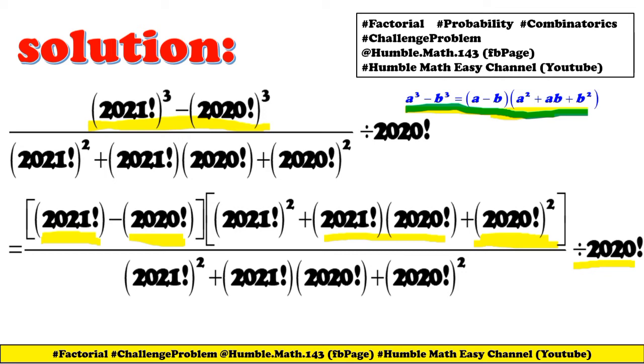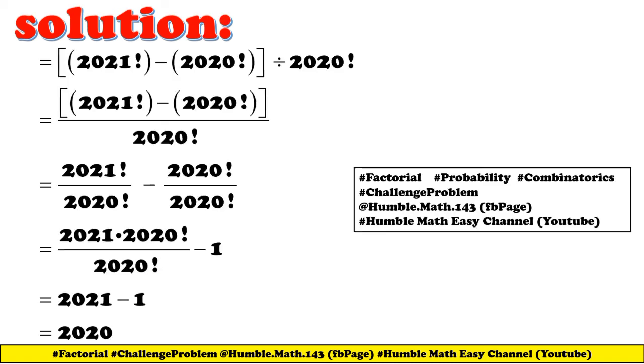As you can see, the second factor of our numerator and the denominator that we have are both the same terms. So in that case, it is just the same as 1. So we have now canceled out using the cancellation law. What is remaining on the given is our numerator: 2021 factorial subtracted by 2020 factorial, then divided by 2020 factorial.